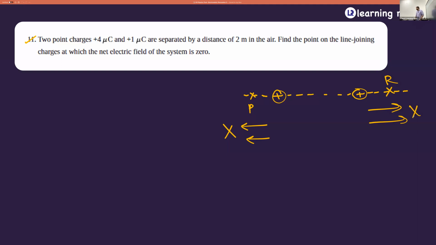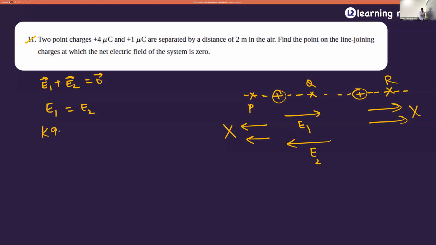So what should happen? They should be in between somewhere, so that the electric field due to the first charge is to the right and the electric field due to the second charge will be to the left. So that E1 vector plus E2 vector is going to be a null vector. So if I write it in terms of magnitude, can I write E1 is equal to E2? What is the value of E1? K Q1 divided by R1 square, or I'll call it as R square.